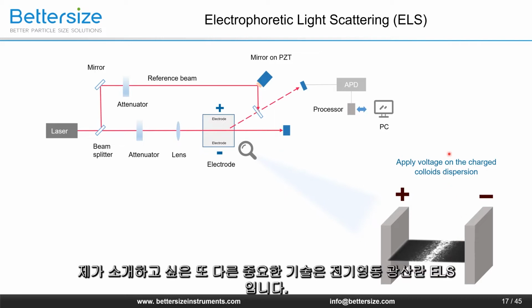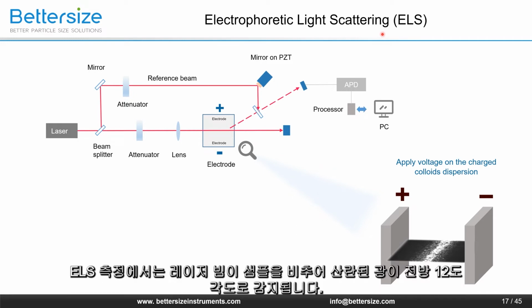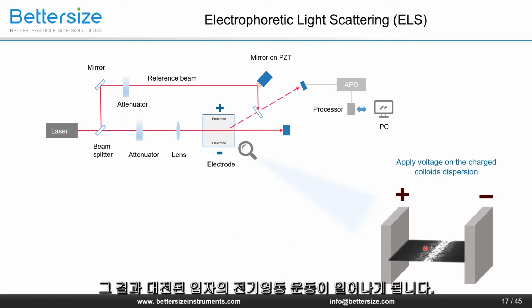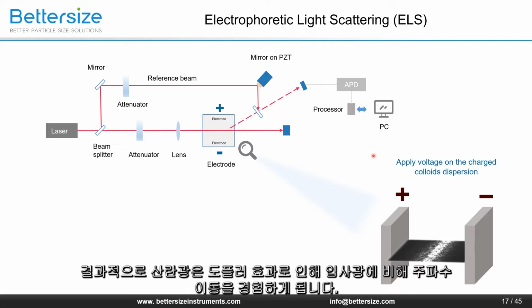Another important technology that I want to introduce is electrophoretic light scattering, ELS, which is used to measure the zeta potentials of particles suspended in solution. In an ELS measurement, a laser beam irradiates the sample, where the scattered light is detected at a focal angle of 12 degrees. The sample solution or suspension is subjected to an electric field applied to both ends of the sample cell, resulting in the electrophoretic movement of the charged particles. As a consequence, the scattered light experiences a frequency shift compared to the incident light due to the Doppler effect.